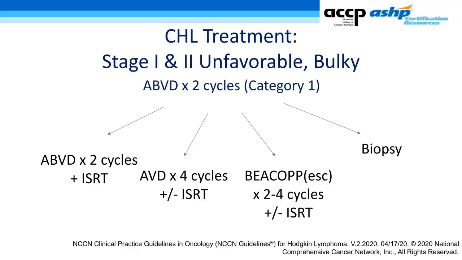For stage 1 and 2 unfavorable and bulky, again, you're going to lead off with ABVD for 2 cycles as a category 1 recommendation. And depending on the results of the PET and CT scans after that second cycle, you could do ABVD for 2 more cycles with involved site radiation, drop the bleomycin and do AVD for 4 cycles with or without radiation. If you needed to escalate therapy, you could move to BCOP for 2 to 4 cycles, plus or minus radiation. And again, if the patient didn't respond at all, you would rebiopsy them.